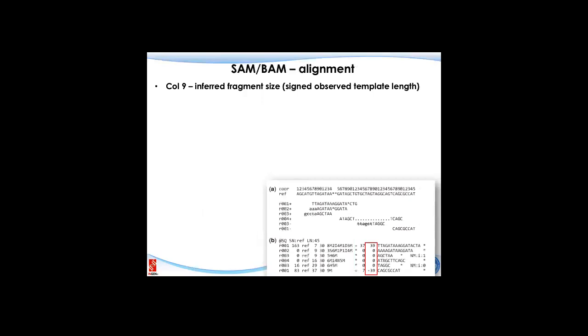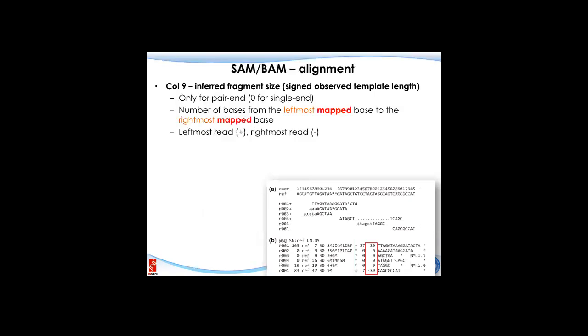Okay, so column 9 in this BAM file is going to be the inferred fragment size. Now I'm coming back to this particular example. First of all, this is only for paired-end reads. It will be written as 0 if it's single-end. And you see here, a lot of them are zeros. Those are single-end reads. But for these two, 39 and minus 39, those are coming from the same read pair, so these are the paired-end. Does that make sense? So this is only for the paired-end reads.